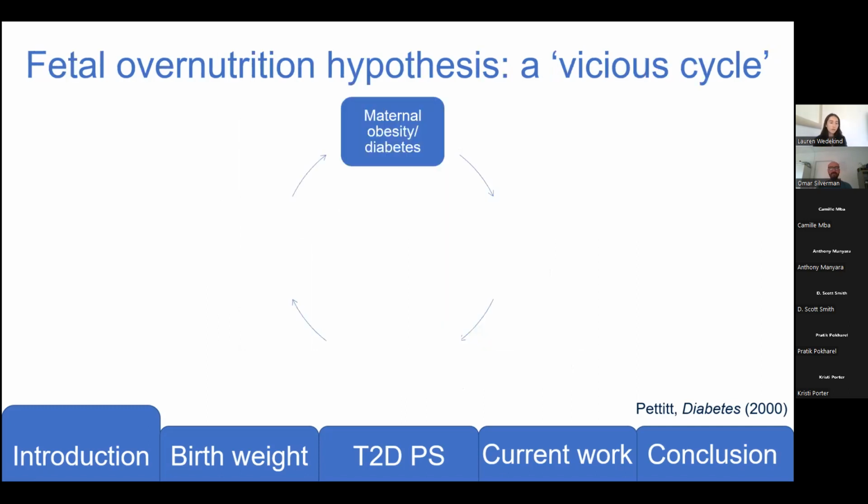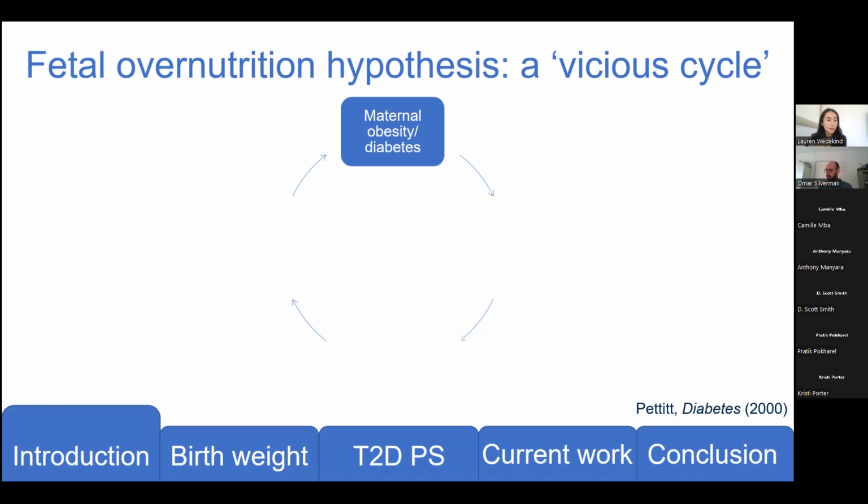One thing to look at in the relationship between maternal diabetes and higher birth weight is the overnutrition hypothesis. It's related to that original Barker hypothesis, in that there's a vicious cycle of risk of diabetes that can be propagated intergenerationally.